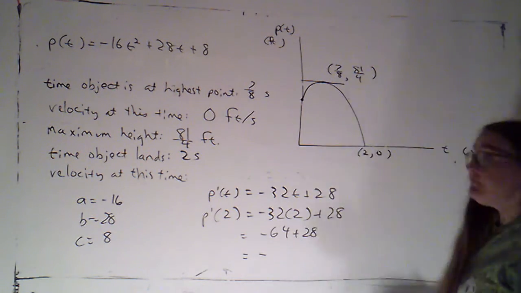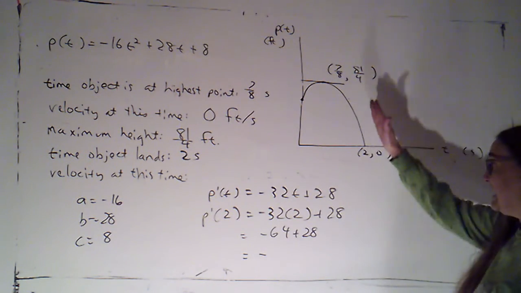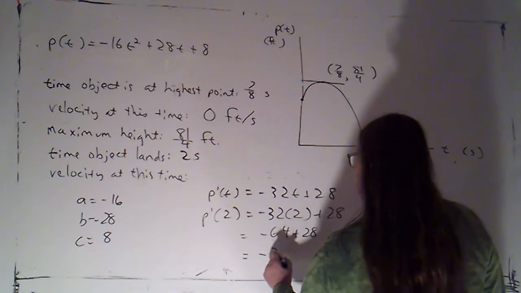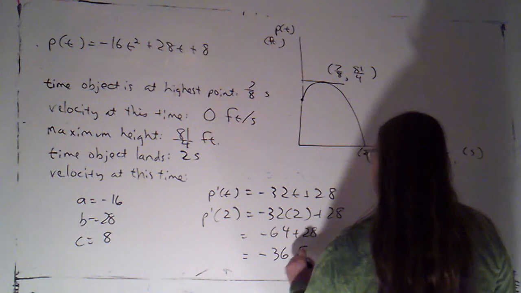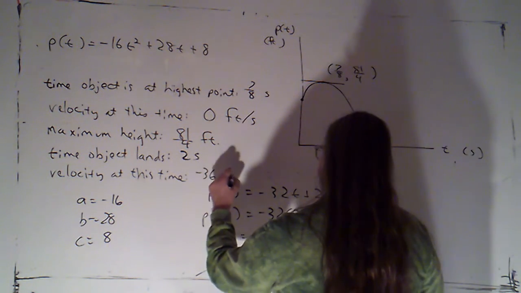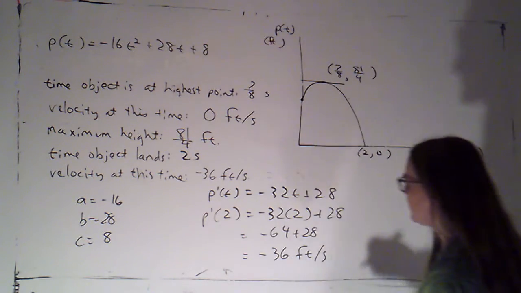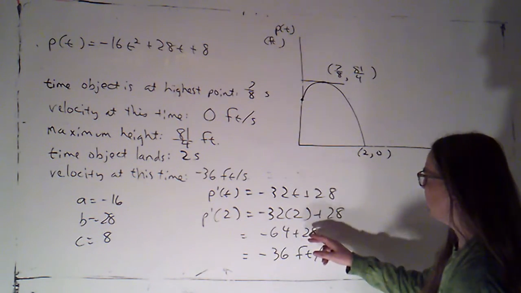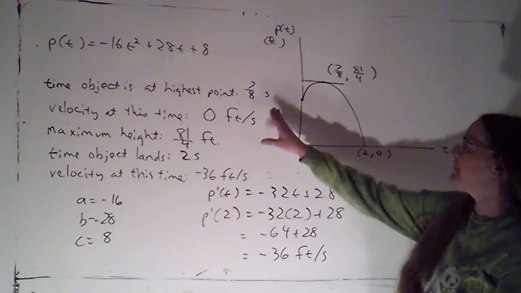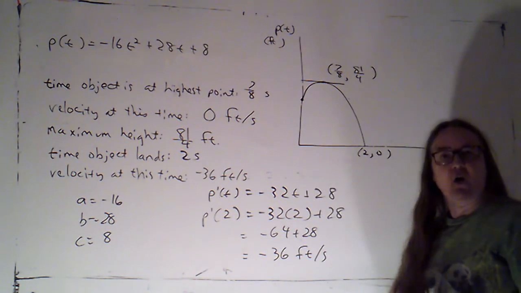That will be negative, which is good because I can see that it's going down. And let's see, I think that's going to be negative 36, and that would be feet per second. Is that right? 36 and 28. Yeah. Okay. Excellent. So you'll see a couple of problems like this in the homework as well.